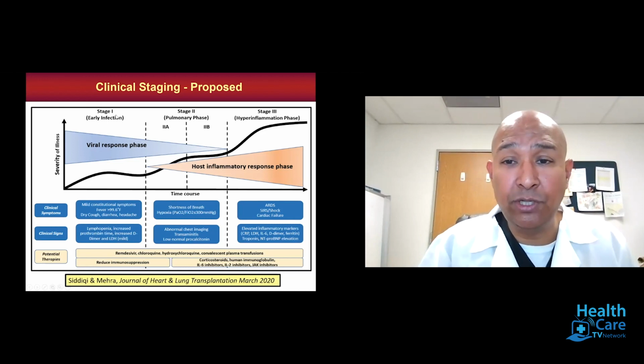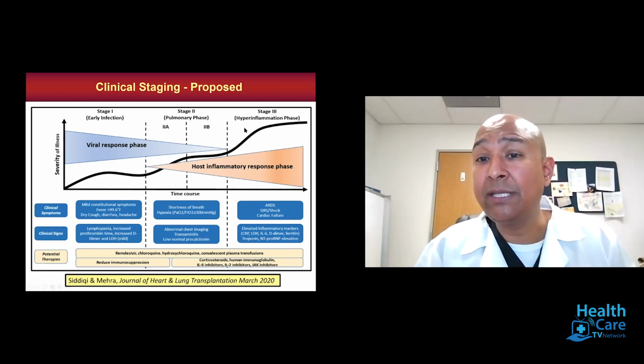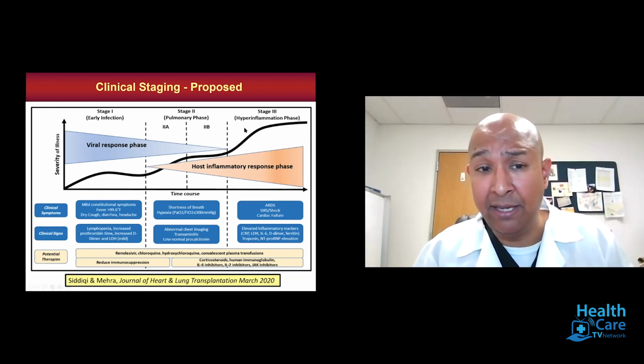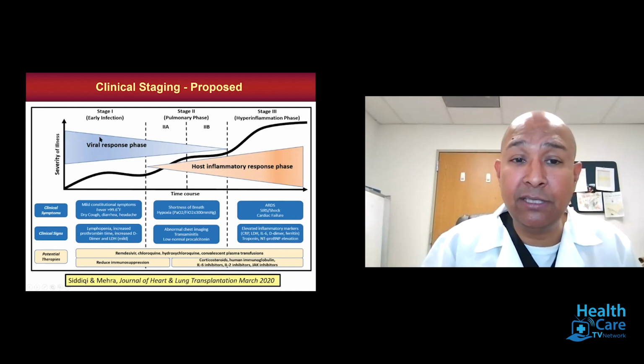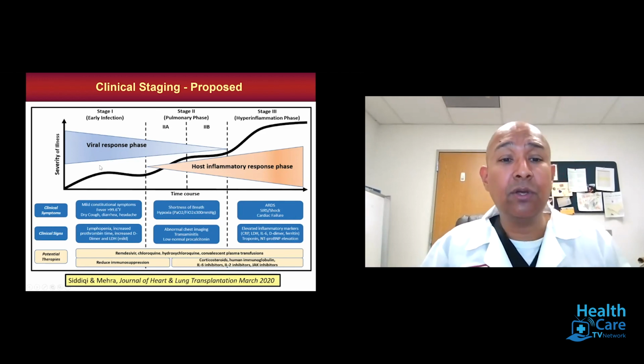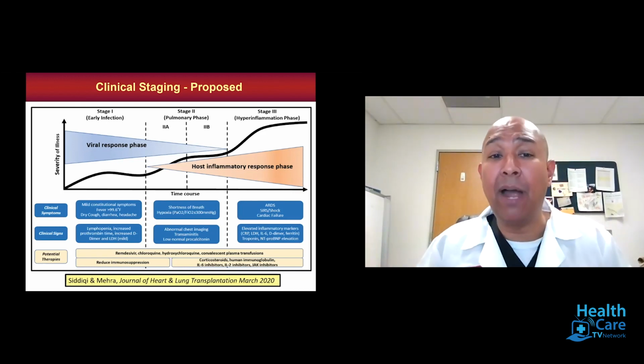Stage 1, which is the early infection, stage 2, which will be divided into 2A and 2B, and stage 3, which is this hyperinflammation phase. And let's kind of walk through this. So what happens initially is going to be the viral response. So this is what we're telling 80% of society. It's going to have the mild disease.